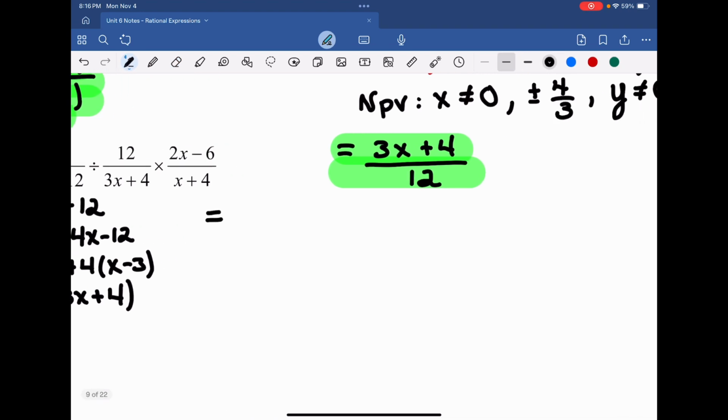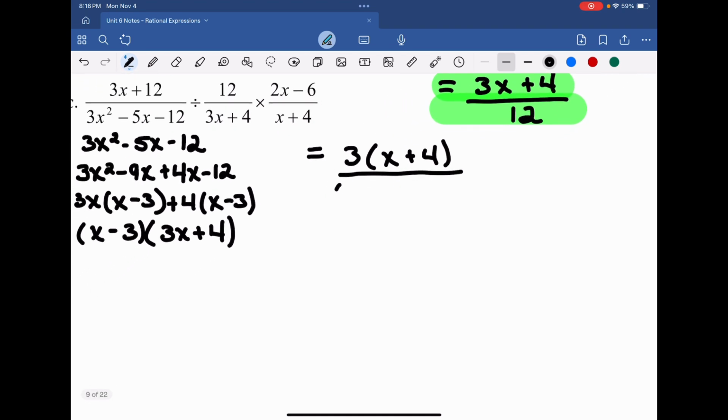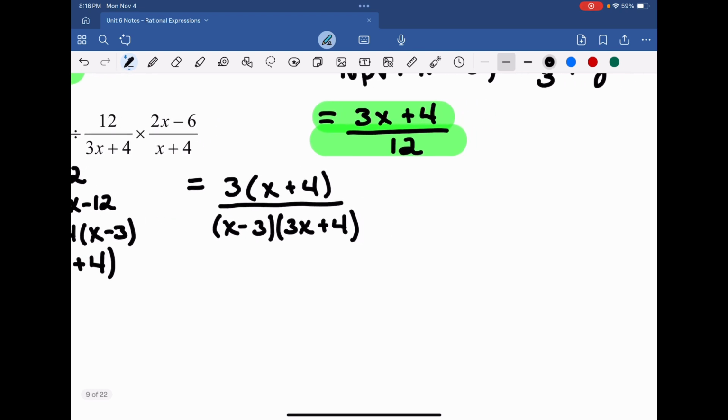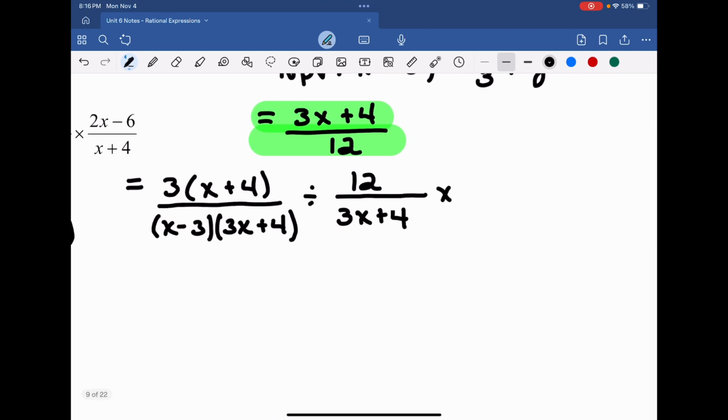there we go. So now we can write equals to, our first factor was 3, x plus 4 gets reduced, divided by, in the denominator, we're going to put this new factored form, x minus 3, and then 3x plus 4. There we go. Now we're going to divide this by, we had 12 all divided by 3x plus 4, and then multiplied by the factored form of this next one. We can remove out a 2 and make it 2x minus 3, and then divided by the x plus 4, which in this case, there's nothing we can do with this.